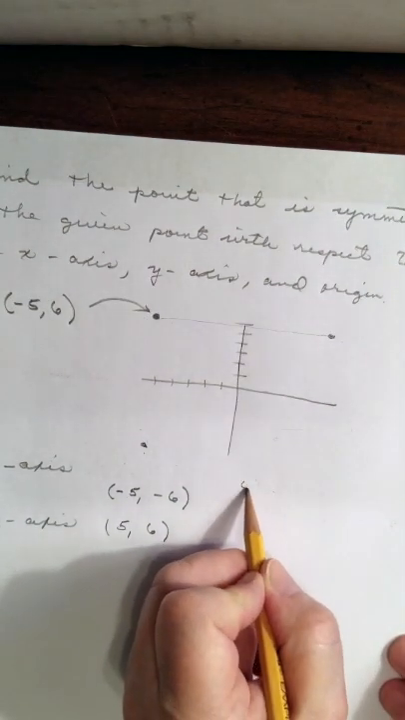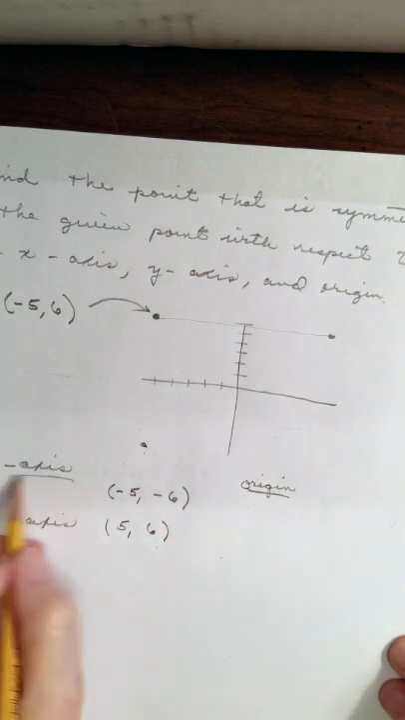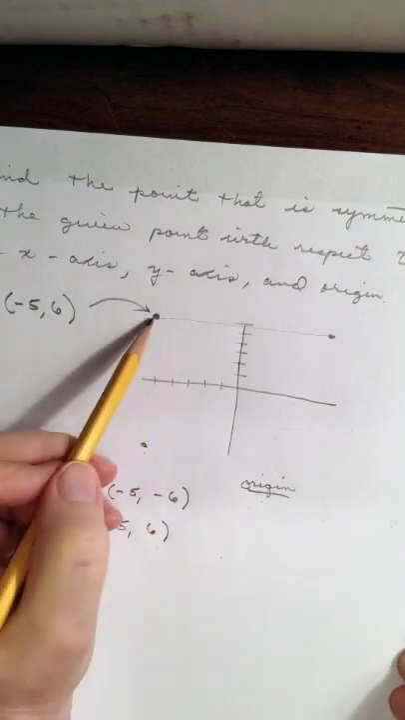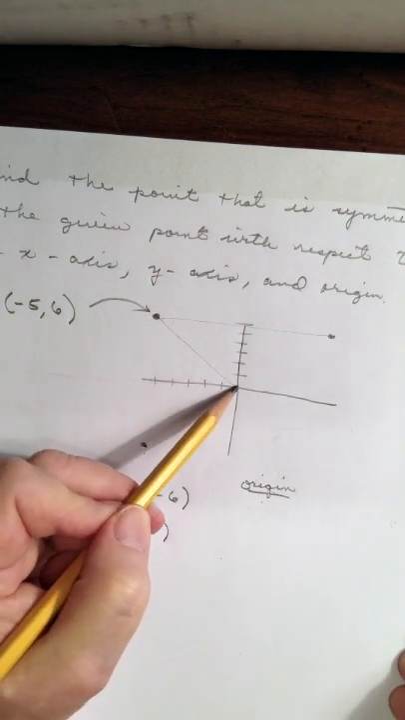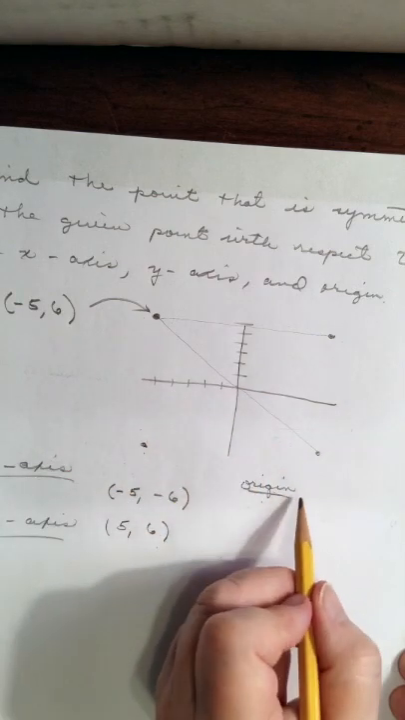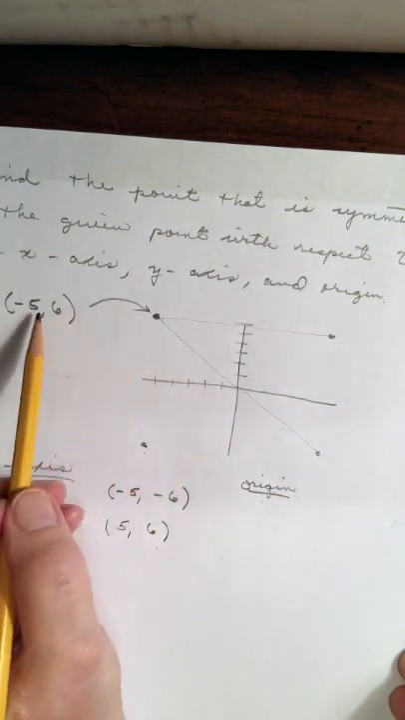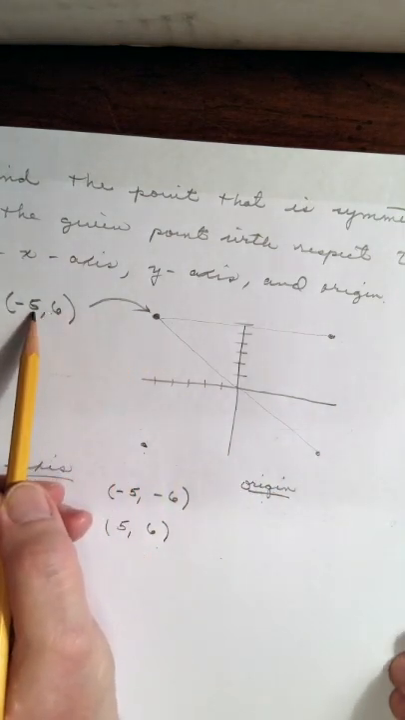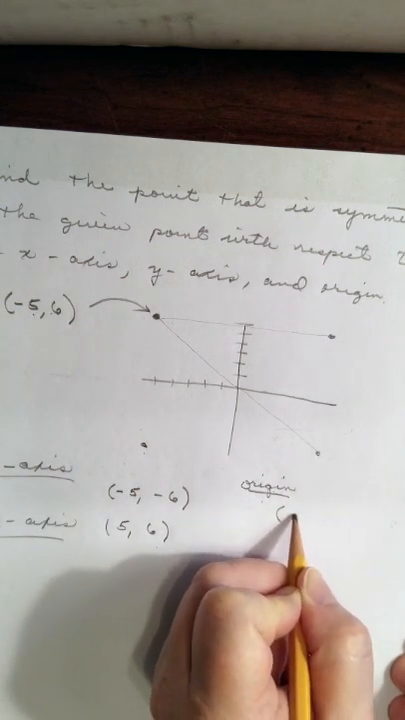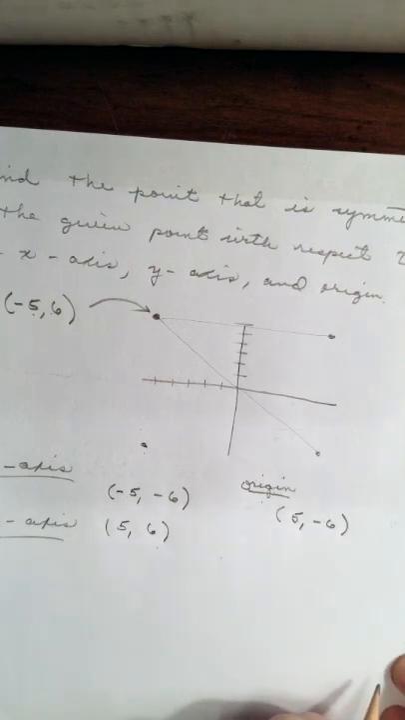And then if we want the point that's symmetric to our original point with the origin, we go through the origin, equidistant on the other side of the origin, and we would have the same numerical values but opposite signs, and so we would have the point 5, -6.